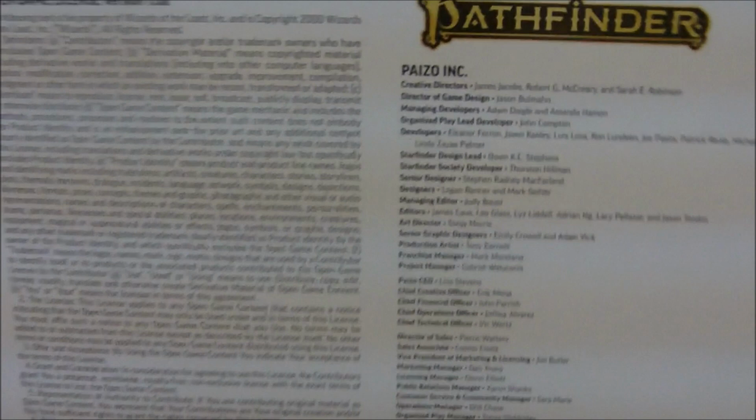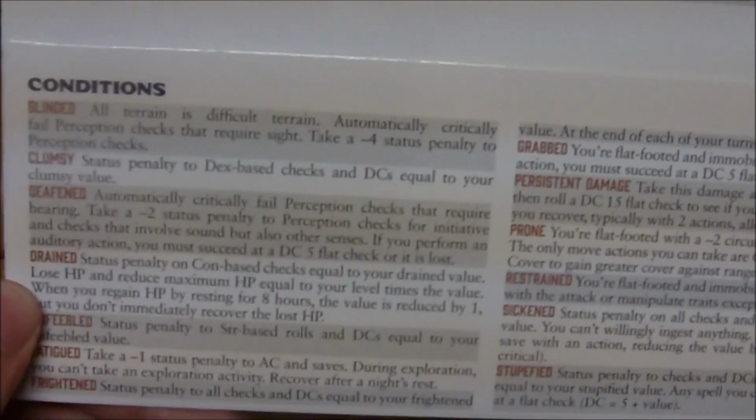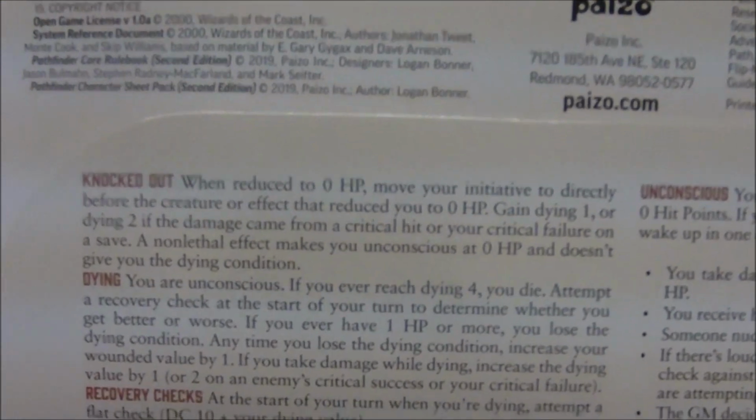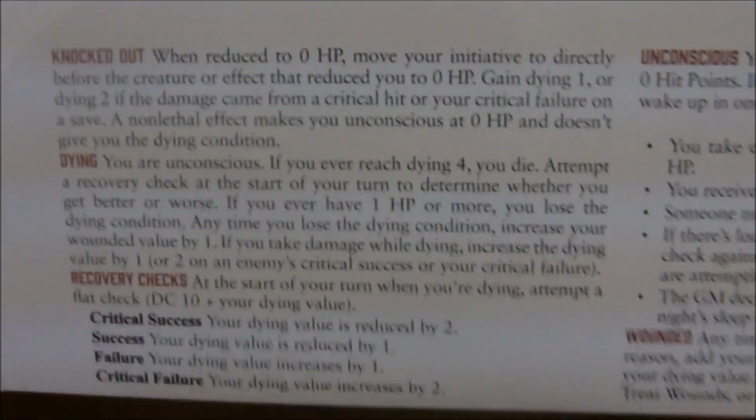On the other panel, or on the other side of the folder, we just have the Open Gaming license, as well as information about the Paizo staff, so just their list of staff members. And then on the flaps, I guess you can call them, you've got conditions, which is always great to have that information available to you. And you also have the death and dying information. So again, just some great stuff to have at your fingertips, especially for players. As a game master, you probably have that information on your screen, but it is nice for the players to also have that information available to them.